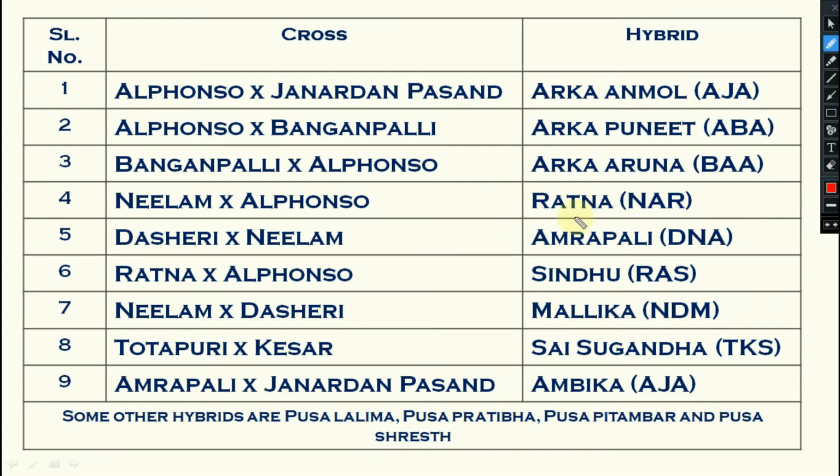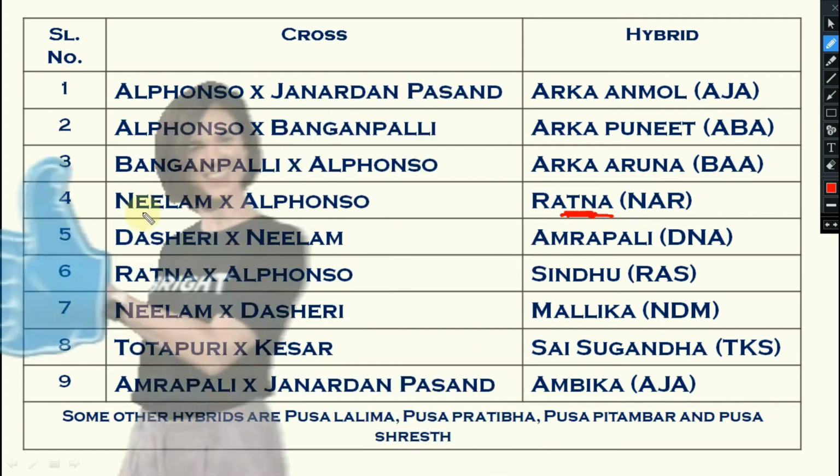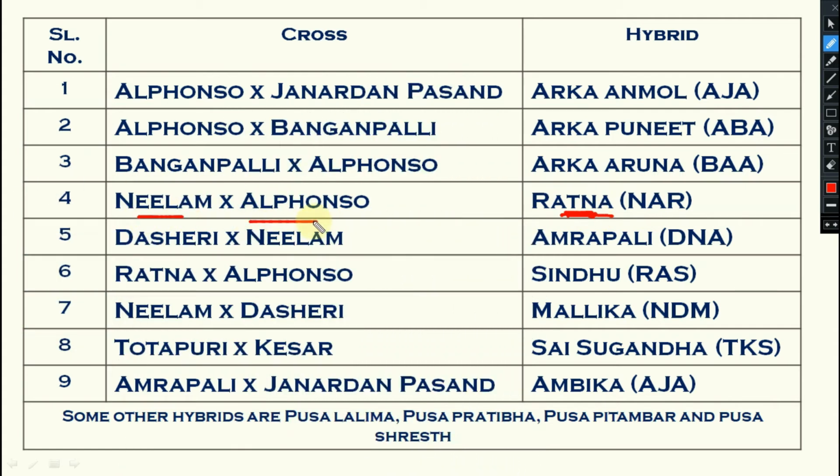Next, here you can see the Ratna. This is very important, Ratna. That is a cross between which? Nilam and Alfonso. Two are there, Nilam and Alfonso. Their cross is Ratna. That's why it is written as NAR. It is also a spongy tissue resistant variety, disease resistant variety. This variety was developed from the Konkan Krishi Vidyapeeth, Dapoli, Maharashtra. Very important. Ratna generally comes in the exam.